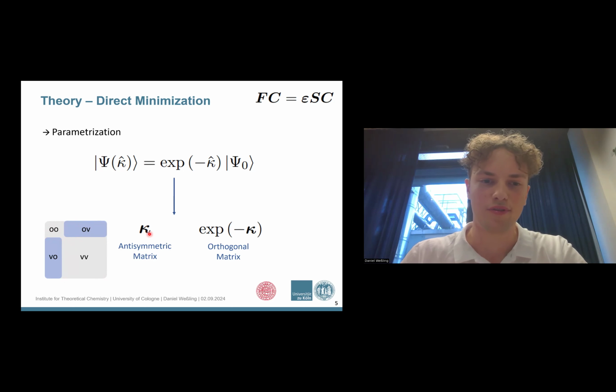And then if we put this antisymmetric matrix into an exponential, we actually get an orthogonal matrix. And this matrix leaves the length invariant. This makes sure that the orbitals always stay orthogonal to each other, which is very important in this optimization.